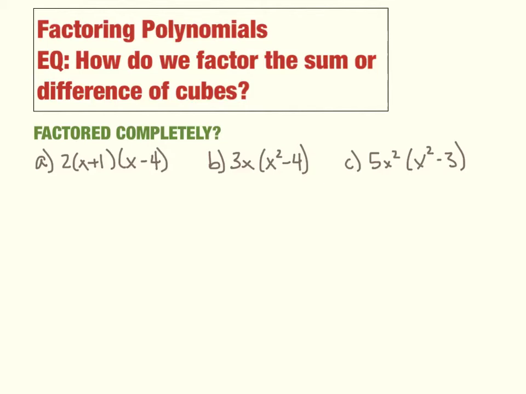So here, in my first example, 2 times x plus 1 times x minus 4. We've got it down to two binomials and the 2 on the outside. Is there anything inside of this that can be broken down anymore, that can be factored? No, there's not. So is this factored completely? Yes.